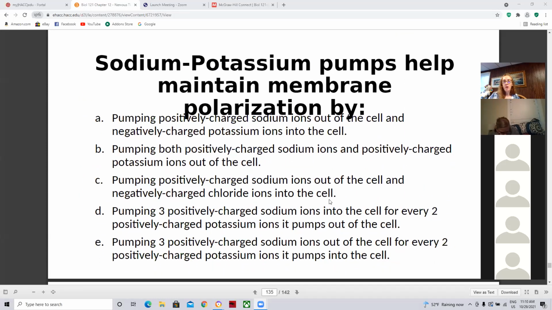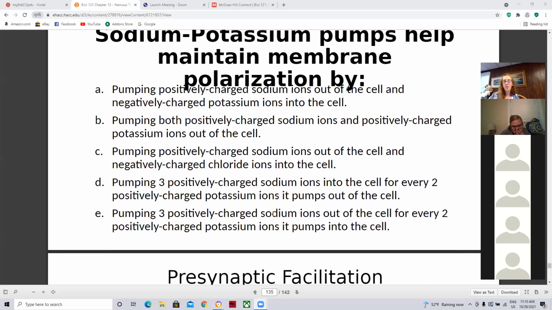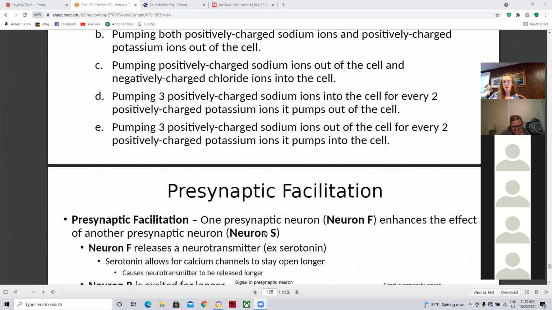Sodium potassium pumps help maintain the membrane potential by pumping sodium ions into the cell while pumping potassium ions out of the cell. No, I'm sorry, opposite. By pumping sodium out of the cell and pumping positively charged potassium ions into the cell.